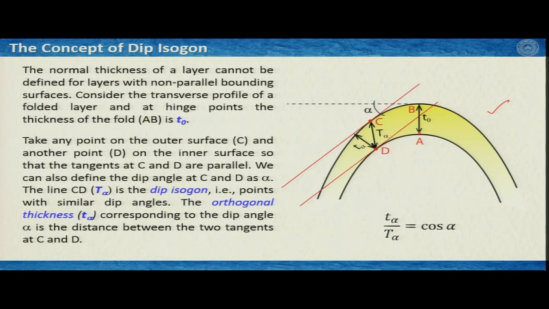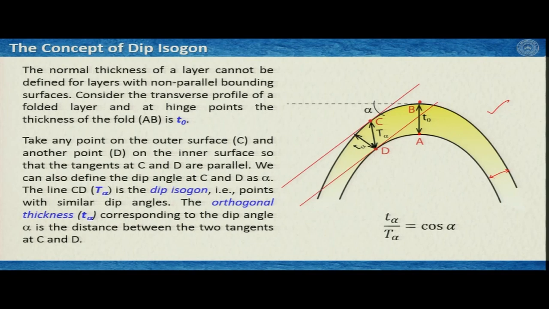So in the inner layer, the hinge point is here, which is A, and in the outer layer, the hinge point is here, which is B. Now I can assign this thickness A to B as the hinge thickness, or term it as T0, right? After that, as I can see visually, if I try to measure T0 here, it is obviously less than what we have measured at the hinge.